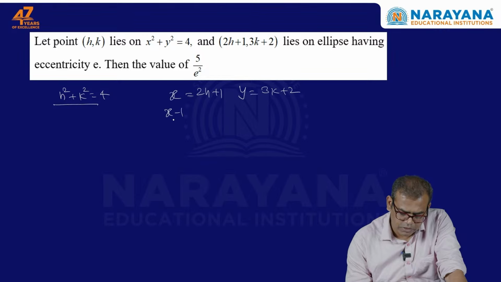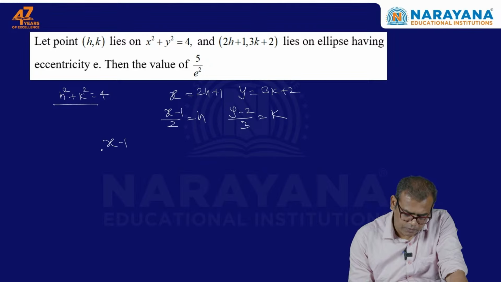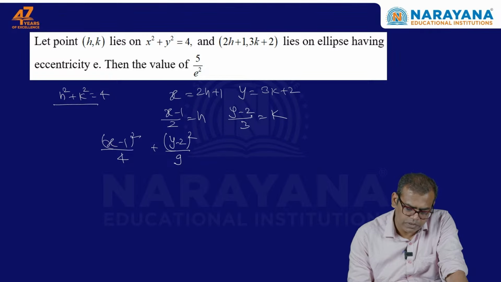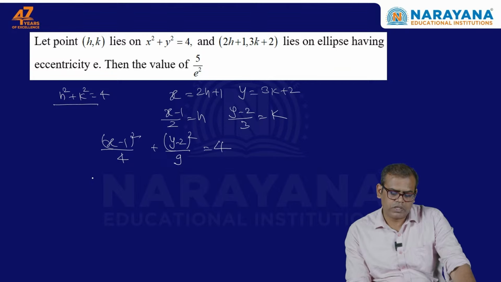So (x minus 1) by 2 is equal to h, and (y minus 2) by 3 is equal to k. And after squaring, you add it, 9, and h square plus k square is 4, as given. So these are the transformations, right?